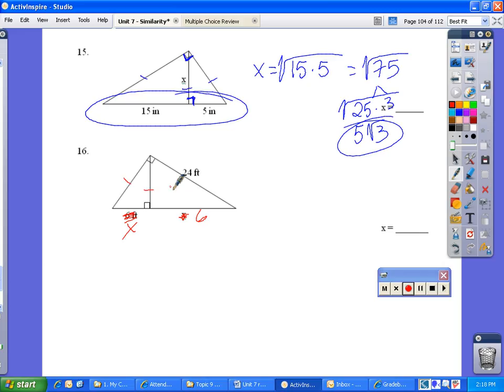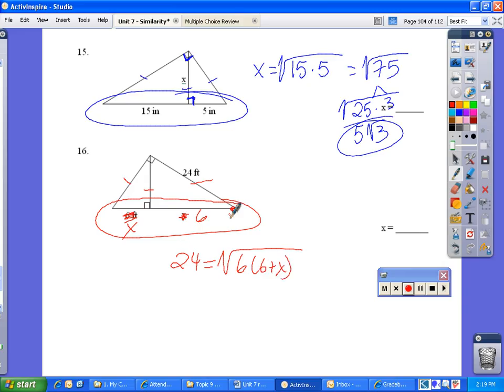So yet again, these three segments are geometric means, which means 24 is a geometric mean between the parts of the hypotenuse that touch it. 6 touches it directly right here, and then the whole hypotenuse is 6 plus x, and that ends right there as well. Now if we solve this and square 24, we get 576. I'm going to also distribute this 6. We get 36 plus 6x. Subtract 36 from both sides, we get 540 is 6x. And so that makes x 90 if we divide both sides by 6.